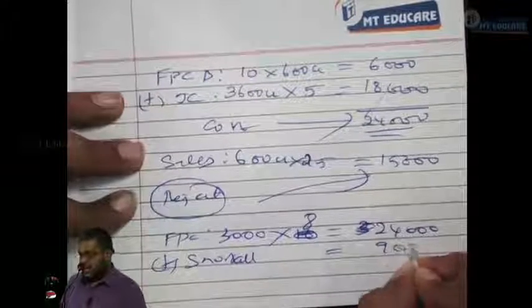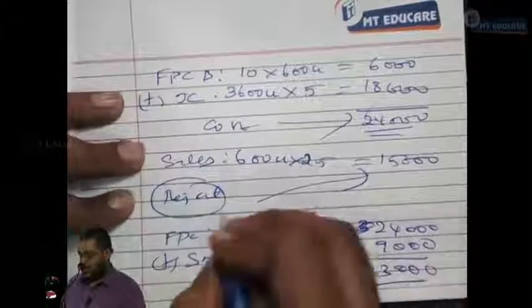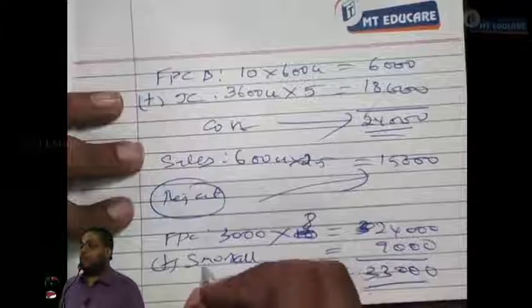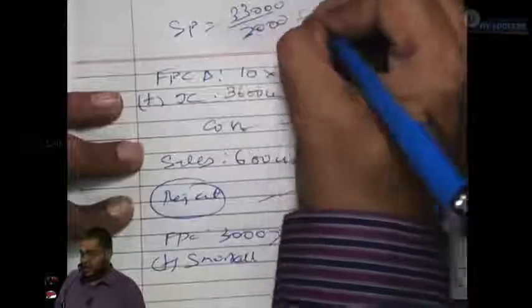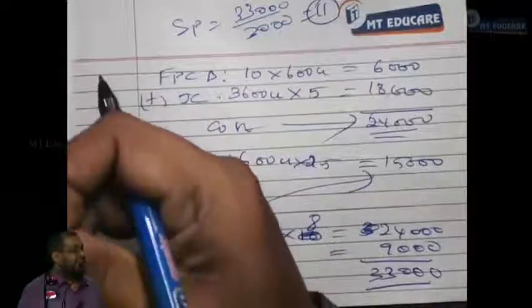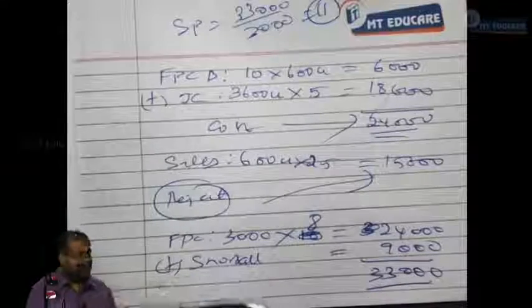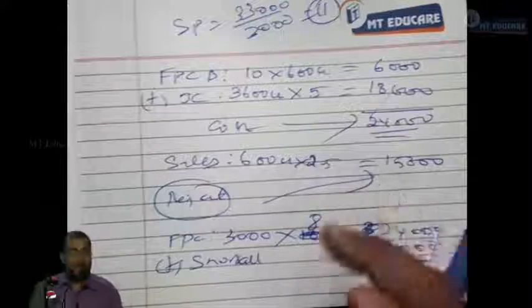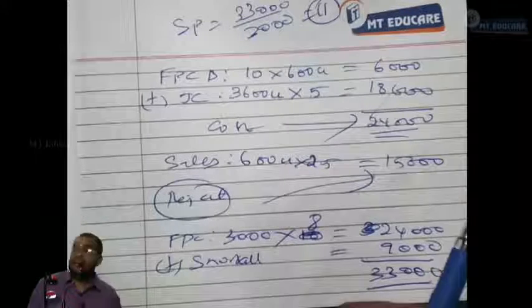How much here? 9,000. If I total, what is the amount here? 33,000. This 33,000 should be recovered by how many units here? 3,000. The selling price should be 33,000 divided by what? 3,000. How much will it be here? 11 rupees. Now, I'll say like this. If I sell A for 11 rupees, and B for 15 rupees, how many units? 3,600 units. Then I'll be breaking even. Yes or no?